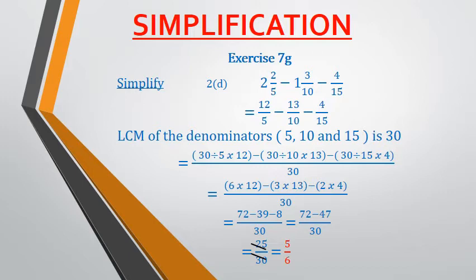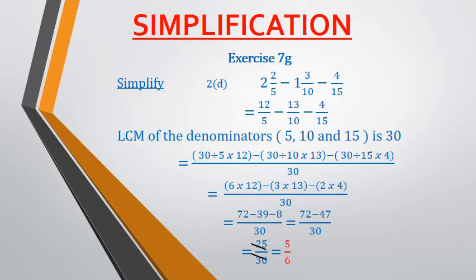fractions. So what are we going to do first? First we will change these two mixed fractions into improper fractions. So what do we get? We get 12/5 minus 13/10 minus 4/15. Now we will find out the LCM of the three denominators. So the LCM of the denominators 5, 10 and 15 is 30.